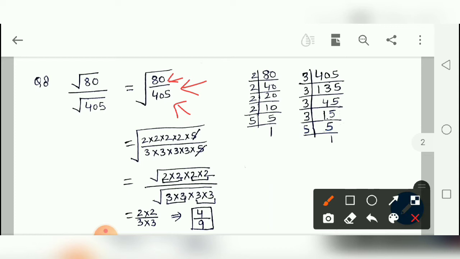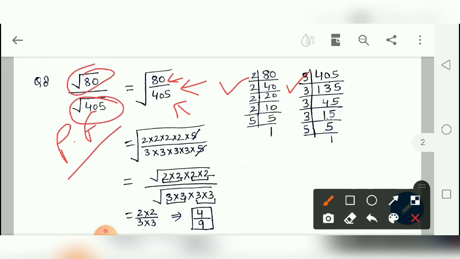So in such types of questions, you should go for the prime factorization method when the numbers are not perfect squares. Remember this: when the numbers are not perfect squares, you should go for the prime factorization method, because some common factor will be there which will be cancelled out always, so that you can find afterwards the perfect square.